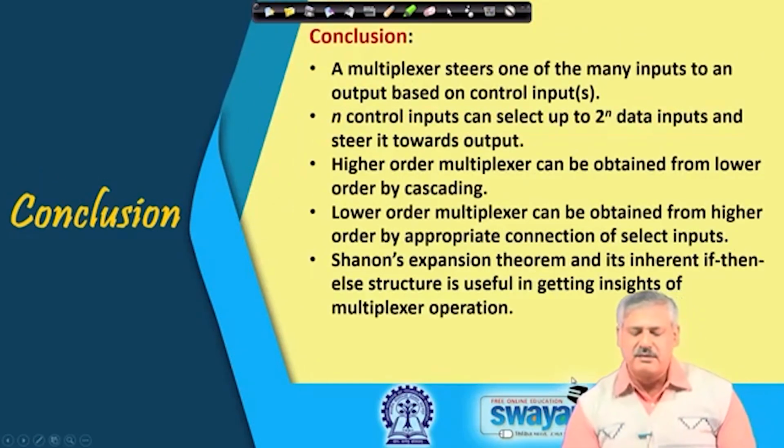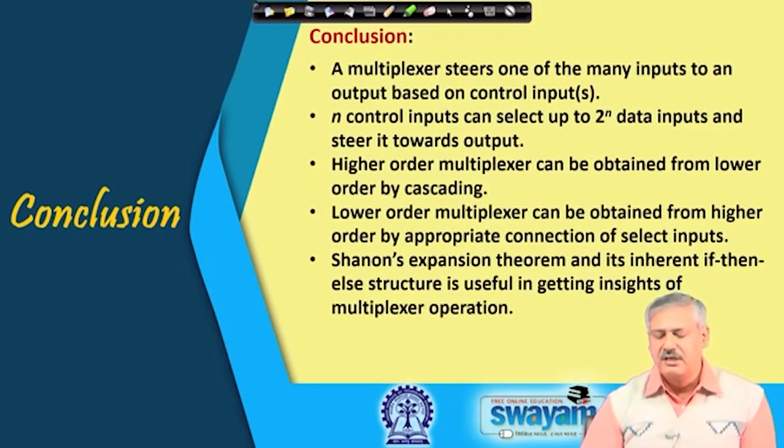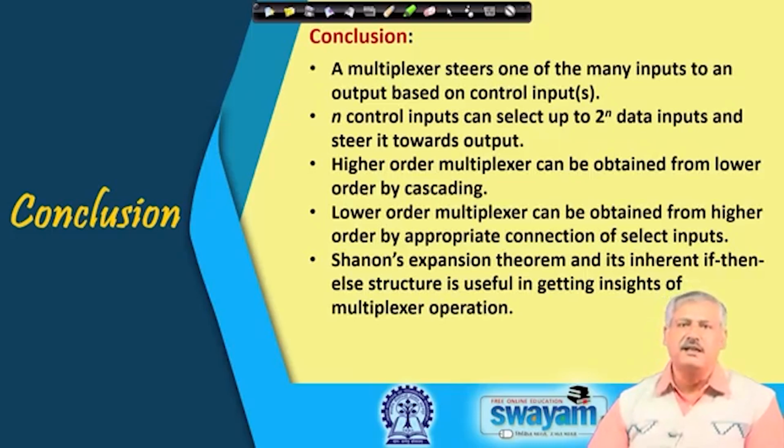To summarize, a multiplexer steers one of the many inputs to an output based on control inputs. N control inputs can select up to 2 to the power n data inputs and steer them towards the output. Higher order multiplexers can be obtained from lower order by cascading. Lower order multiplexers can be obtained from higher order by appropriate connection of select inputs. And Shannon's expansion theorem and its inherent if-then-else structure is useful in getting insights into multiplexer operation.